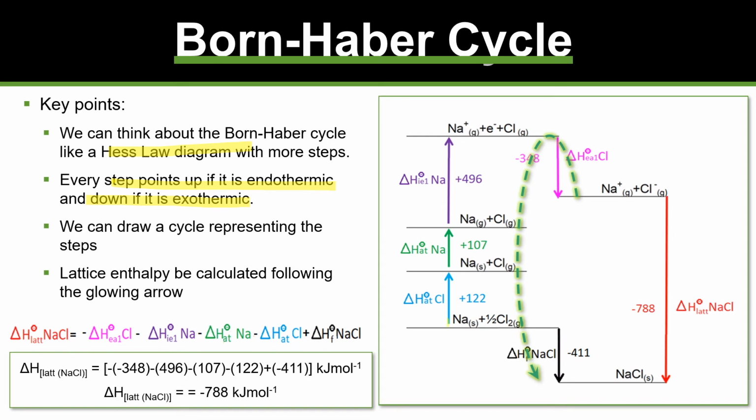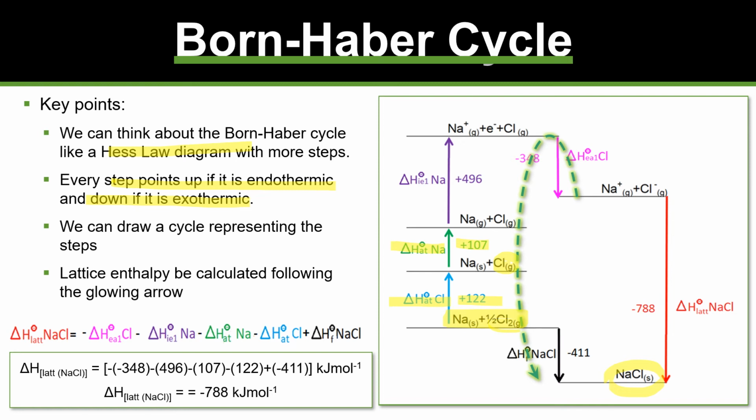In this case, we have sodium solid and chlorine gas, 1/2, because we need to form only 1 mole of sodium chloride. The first step is going to be transforming the chlorine gas into the chlorine atoms. That means the atomization of chlorine. That was a positive value based on the table that you have in the last slide. Once we have the chlorine atoms, we have to apply the sodium atomization energy, which is also going to be positive. That's why the arrow is pointing up.